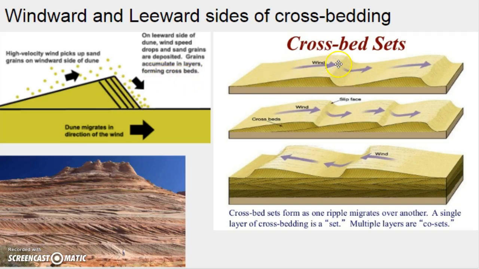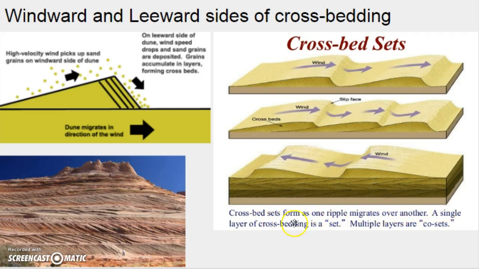So here's another picture that we can illustrate here. Wind travels in this direction, it's going to deposit sediment on the leeward side. It's going to be a steeper slope here, right? Because you have a directional flow of velocity or current here. Crossbed sets form as one ripple migrates over another.